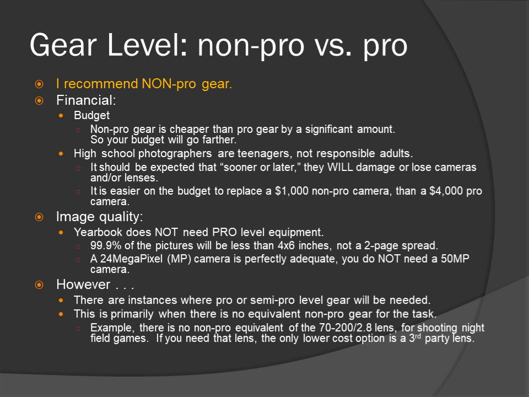However, there are instances when a pro or semi-pro level gear will be needed. This is primarily when there is no equivalent non-pro gear for the task. For example, there is no non-pro equivalent of the 70 to 200 2.8 lens for shooting night field games. If you need that lens, the only lower cost option is a third-party lens.